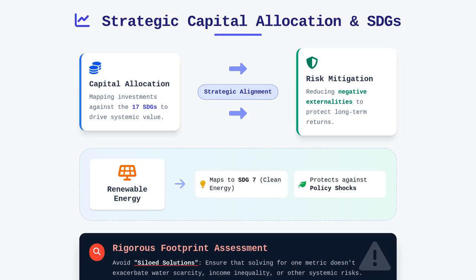However, this mapping process is not merely about tracking positive impact. It involves a rigorous assessment of how current investment practices might inadvertently exacerbate other goals, such as water scarcity or income inequality. Professional risk management now demands that we look at an investment's footprint across these goals to ensure that we are not solving for one metric while creating a systemic risk elsewhere.